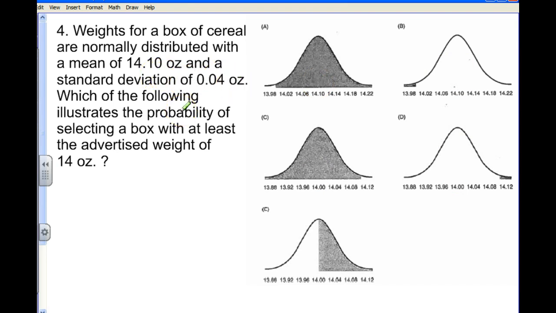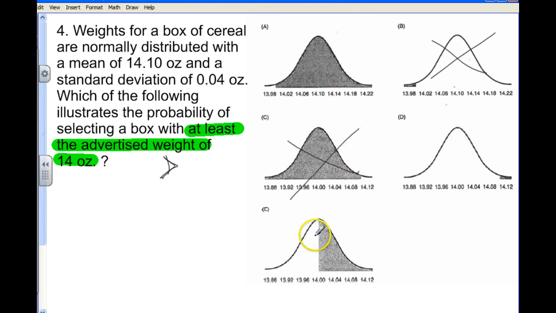Probability of selecting a box with at least the advertised weight of 14 ounces. So there's a couple things there that you should notice. At least means we're going to shade greater than here. So it's going to be greater than. So this one's shading the wrong direction. Can't be that one. Greater than could be this one. Greater than could be this one. Not this, that shades to the left. And it could be that one. So we've eliminated maybe two of the answers so far.